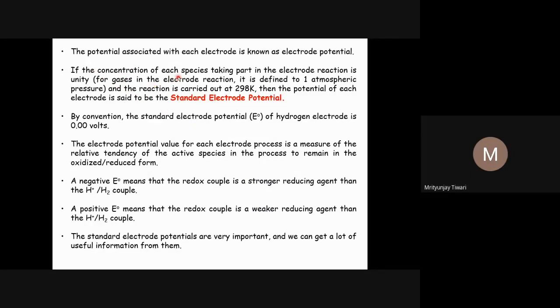So if the concentration of each species taking part in the electrode reaction is unity, that is 1 molar, and if the gas is at 1 atmospheric pressure, and the reaction is carried out at 298 Kelvin, this temperature is also fixed, then the electrode potential that we obtain for each electrode is said to be a standard electrode potential.